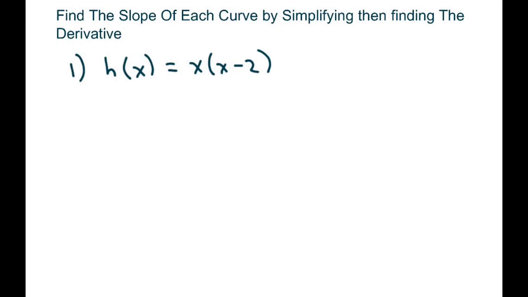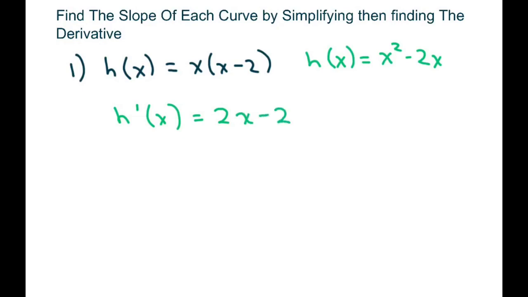Find the slope of each curve by simplifying our function and then finding the derivative. So the first thing I want to do with this one is go ahead and distribute that x. So that's going to be x squared minus 2x. And then you merely find the derivative of h, which is going to be 2x minus 2. And we're using simple properties here, the simple rules.